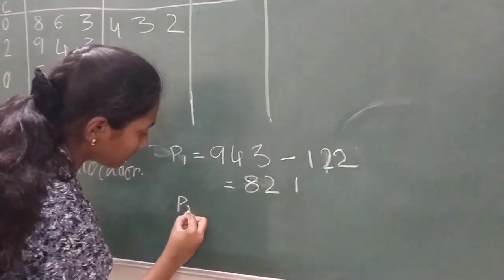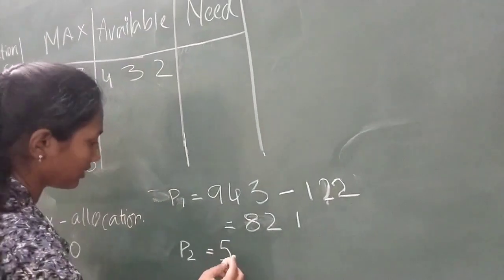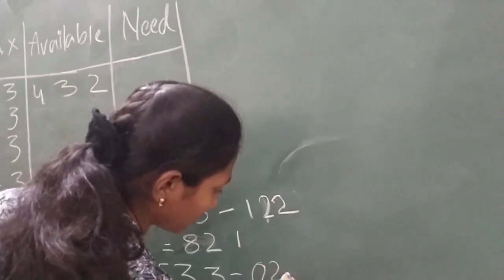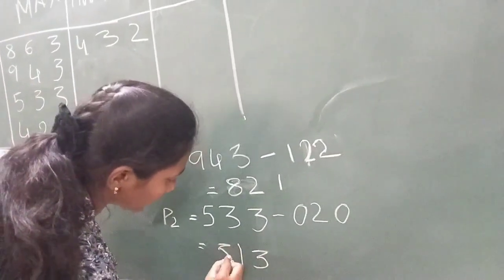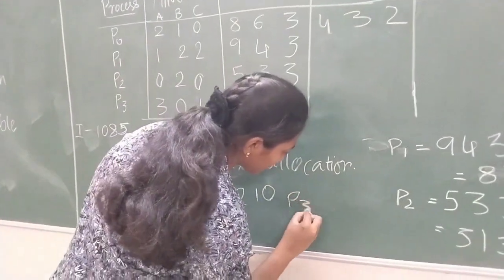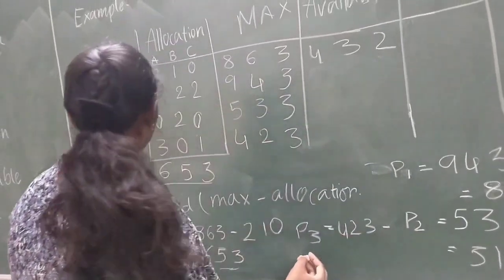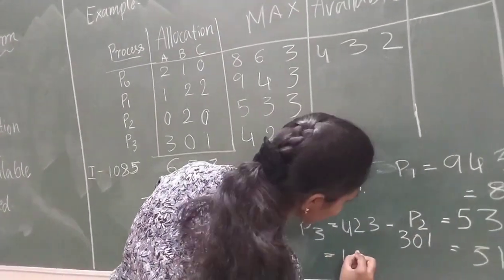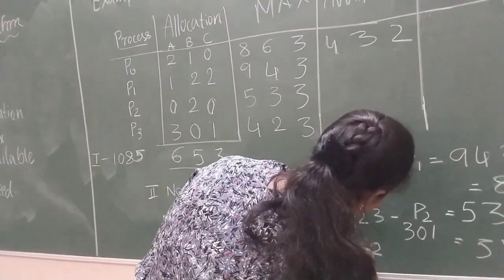So now let's calculate P2. Three minus 020. So the answer is 315. So I'll calculate P3 here. So 423 minus 301 equals 122.